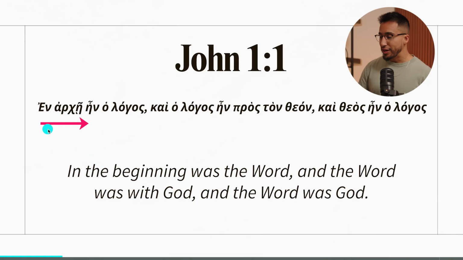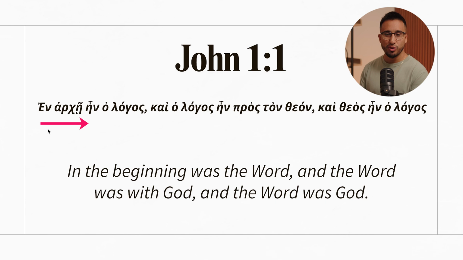So the goal of John's gospel is that you may believe that he is the Christ, that Jesus is God. And so we have to understand the rest of the gospel in order to understand John 1:1. Without further ado, let's go ahead and get right into it. In the Greek, just like the English language, you read from left to right, okay? So this is John 1:1 in the Greek, and it says, "In the beginning was the Word, and the Word was with God, and the Word was God."